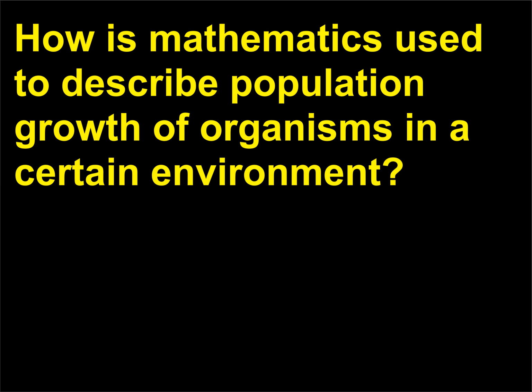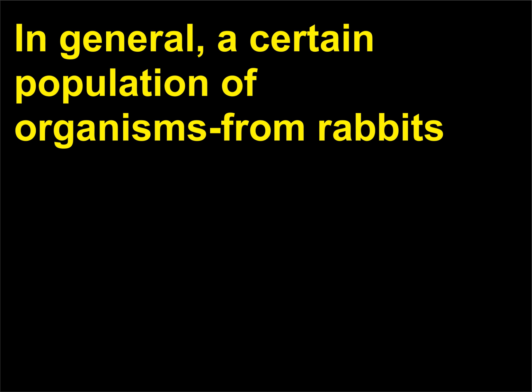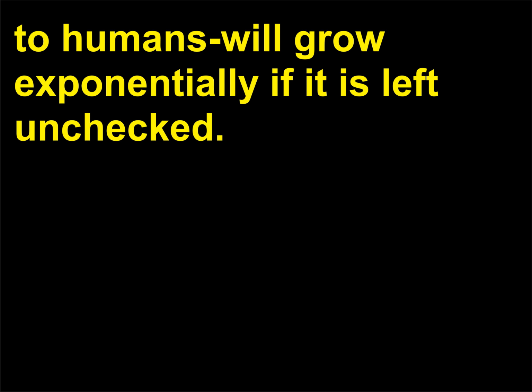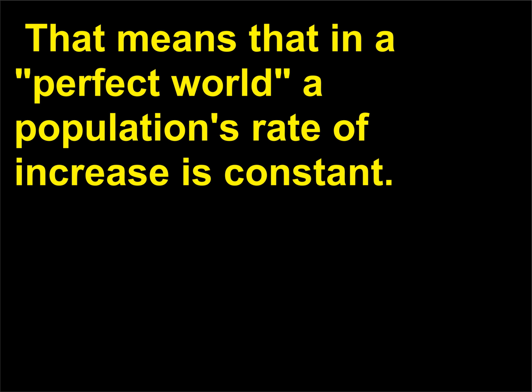How is mathematics used to describe population growth of organisms in a certain environment? In general, a certain population of organisms from rabbits to humans will grow exponentially if it is left unchecked. That means that in a perfect world a population's rate of increase is constant.